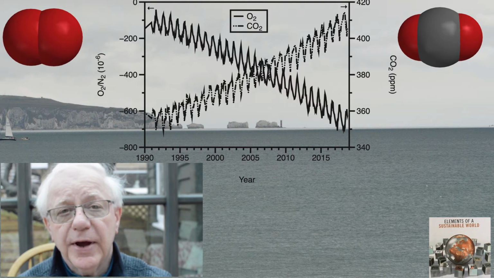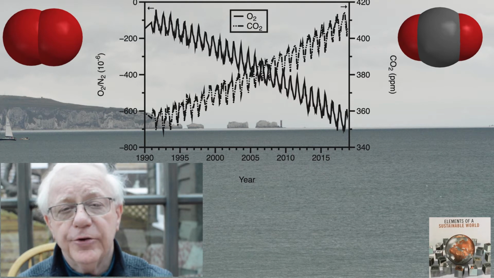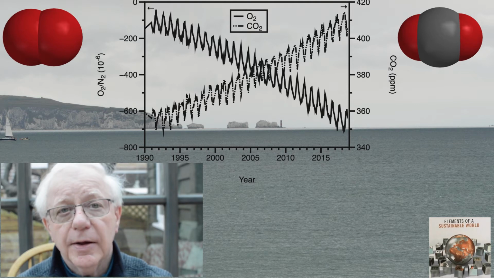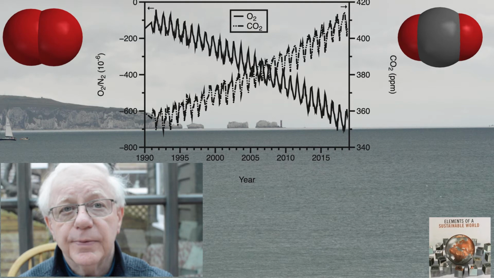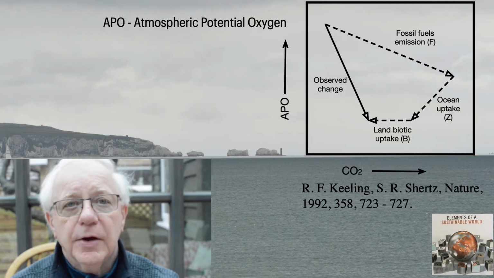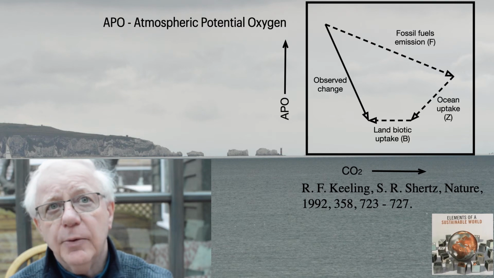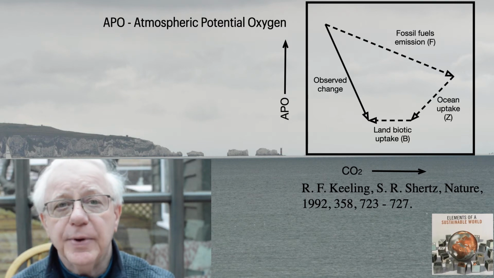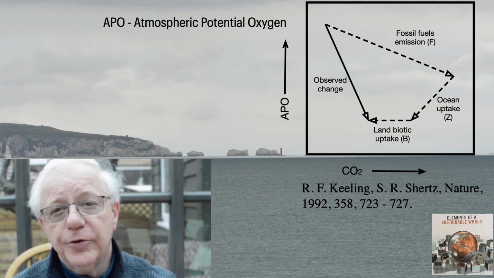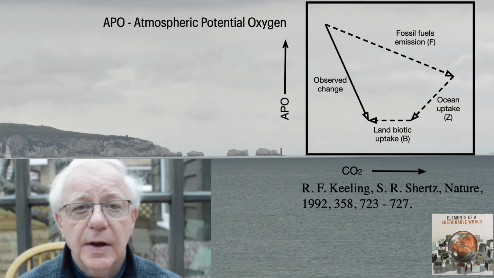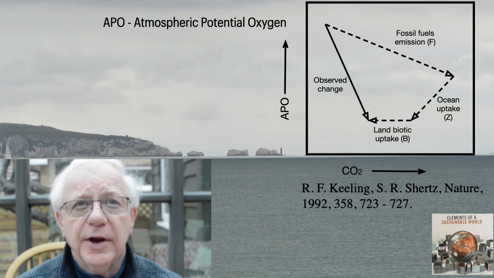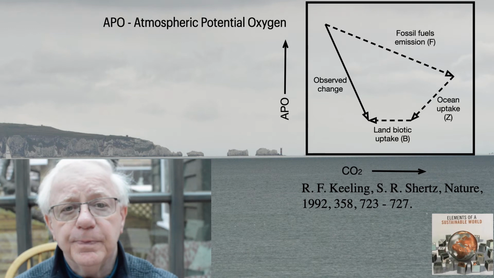But at the same time, the ratio of oxygen to nitrogen is dropping, more or less following the same time scale as the CO2 rise. This graph here shows the concept of atmospheric potential oxygen, which is the dynamics in the biosphere between oxygen and CO2. Maybe CO2, but is not really lost as being available oxygen.